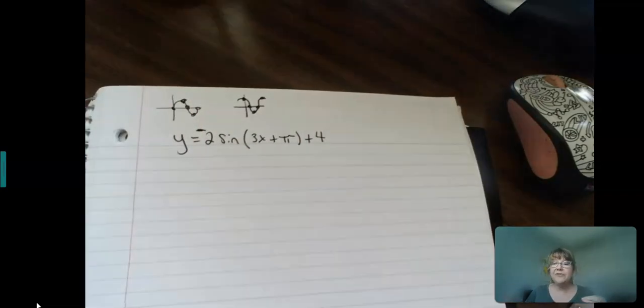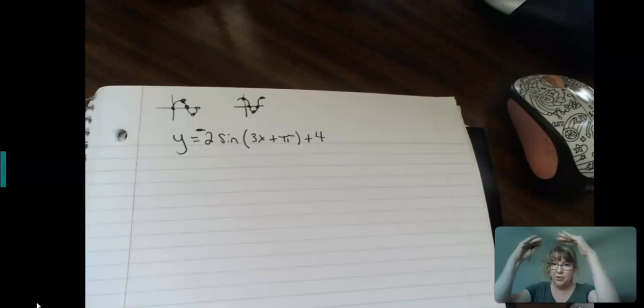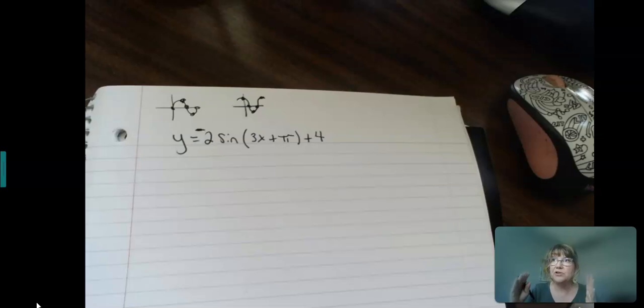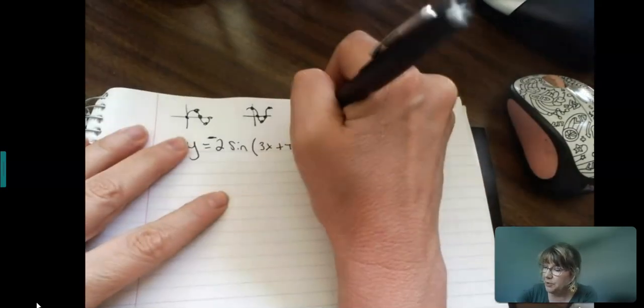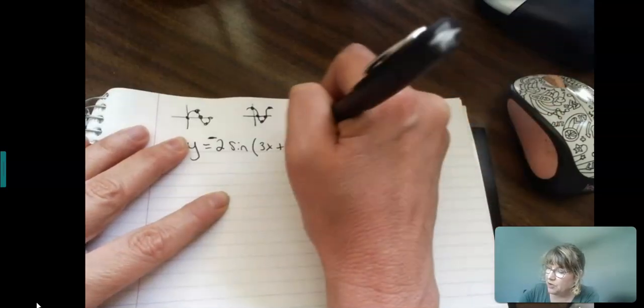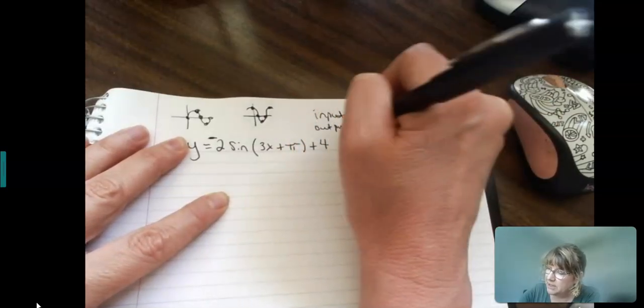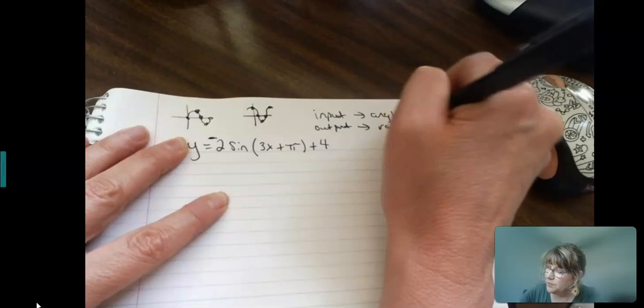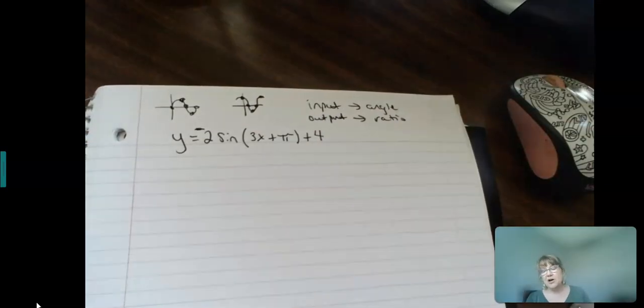Okay, so graphing, it's super important that you know the high, the low, so you can get the mid. And then you also want to know your units on your x-axis, like what kind of angles. And remember, with a trig function, your input to your function is some type of angle, right? And then your output is the ratio, okay?